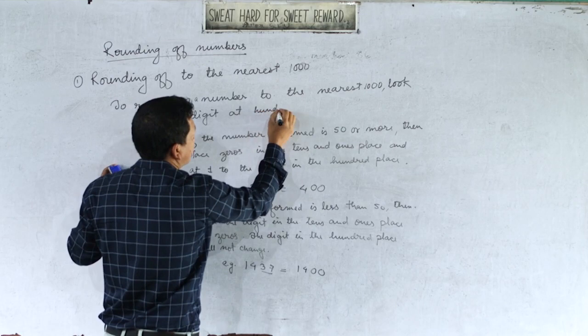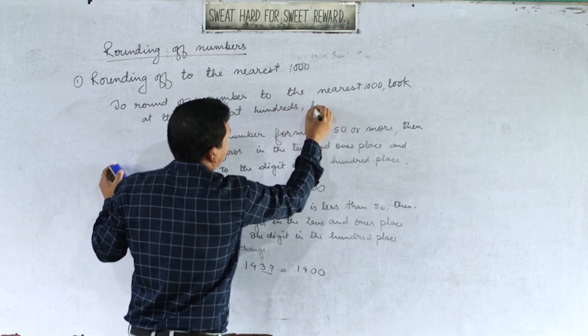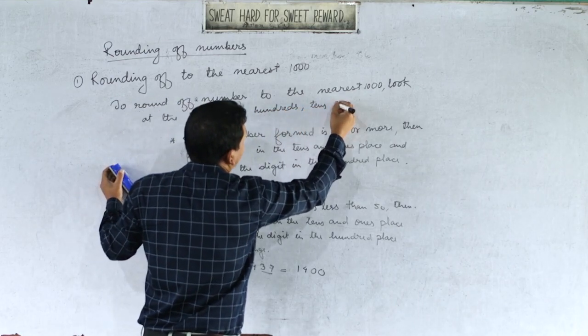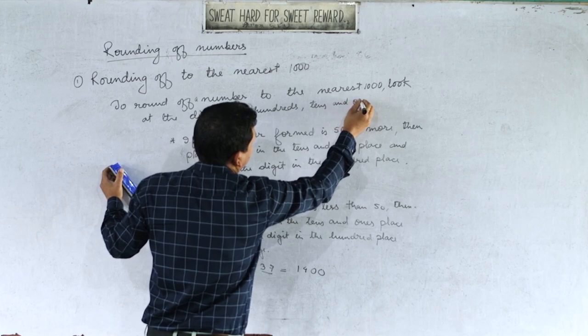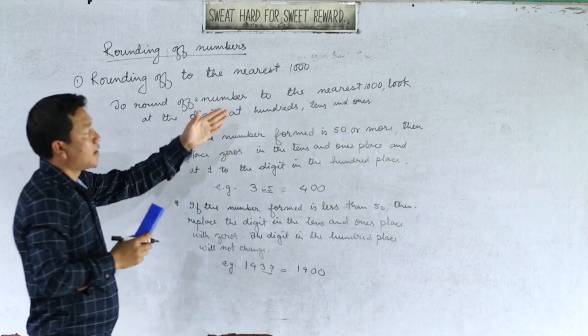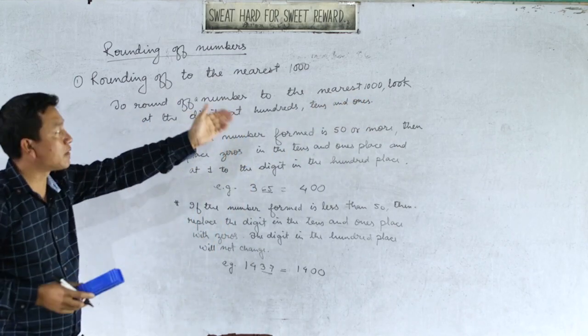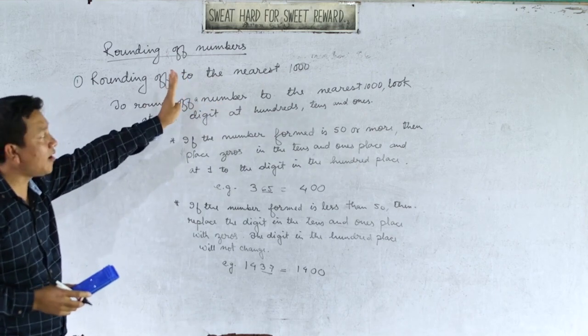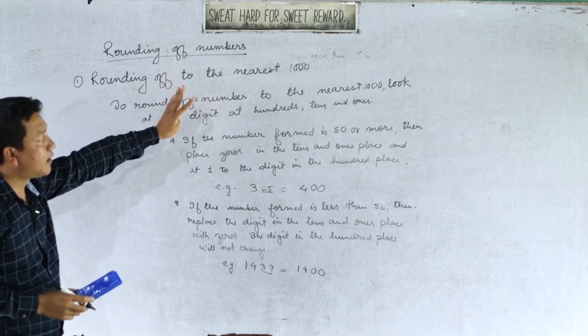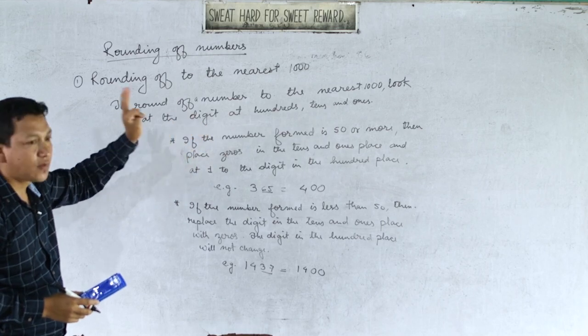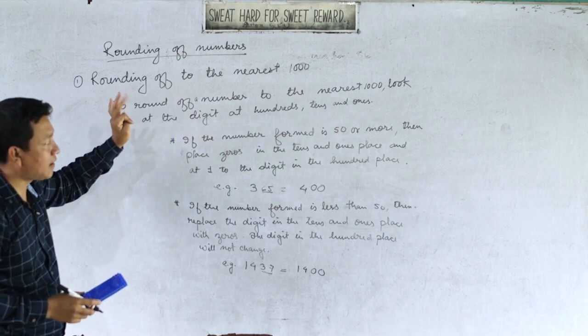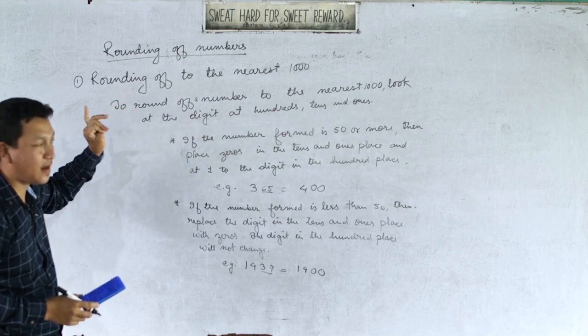Look at the digits at the hundreds, tens, and ones place. Let me recall it. The ones place, then the tens and ones place, then the hundreds, tens, and ones place, then the thousand place.